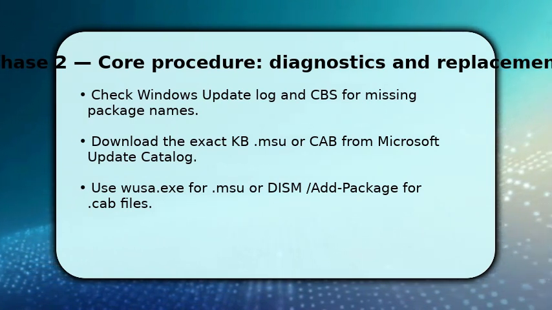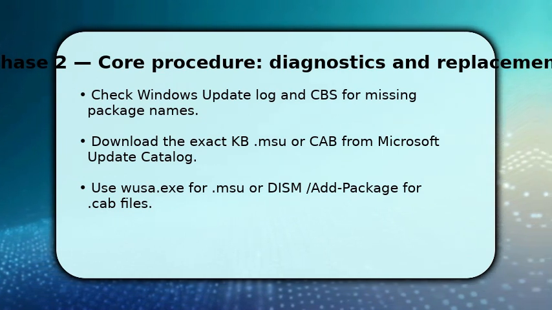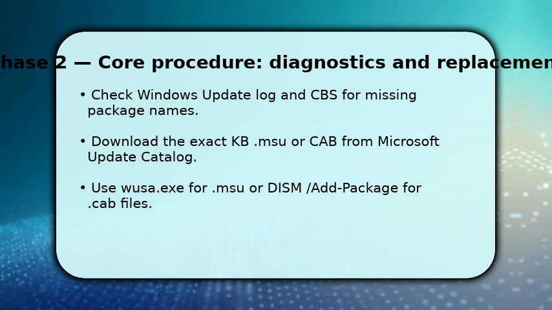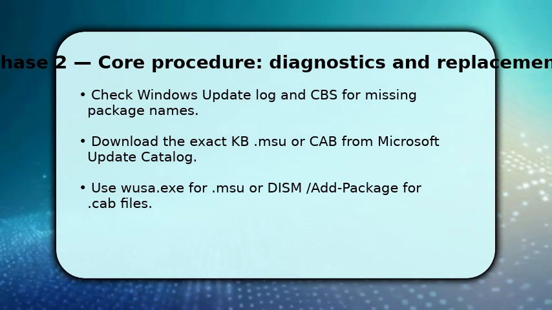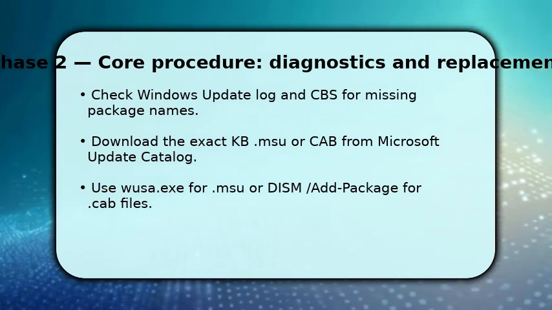Next, you identify which package is missing by scanning the Windows Update log and CBS.Log for the KB number, that tells you what to fetch. Then download the exact KB MSU or CAB from the Microsoft Update Catalog. Mismatched versions cause repeat failures.